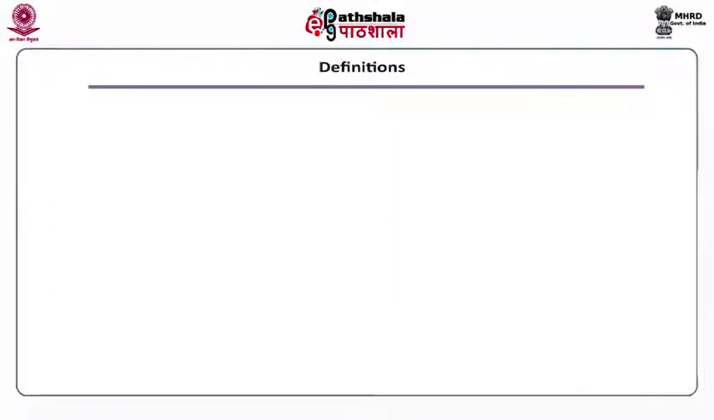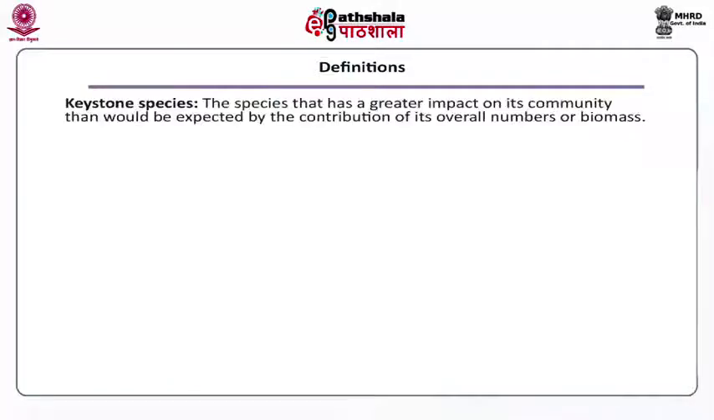Before we start, let me give some definitions which are very important for understanding biodiversity as well as for understanding keystone species. First of all, let me come to the keystone species. Keystone species are species that have a great impact on their community, greater than would be expected from the contribution of their overall number or biomass.